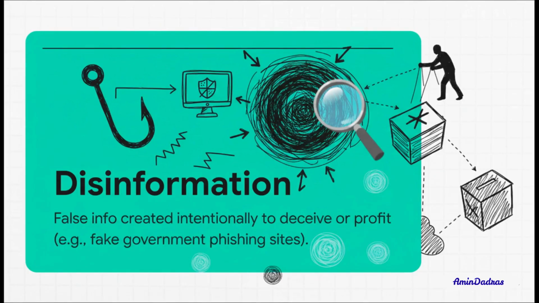And the key difference here, the most important word, is intent. This is false information that is created and spread on purpose to deceive you. Think of those phishing scams that look like official government websites, or stuff that's totally fabricated to make you vote a certain way. That intent to cause harm, that's what makes it disinformation.